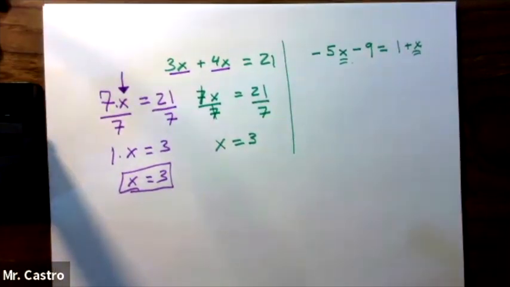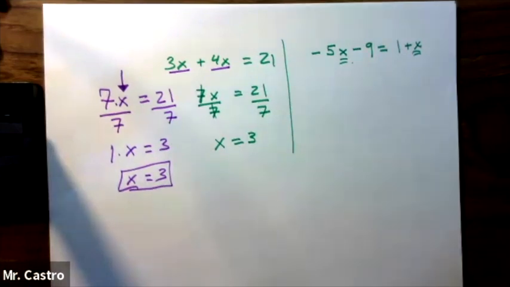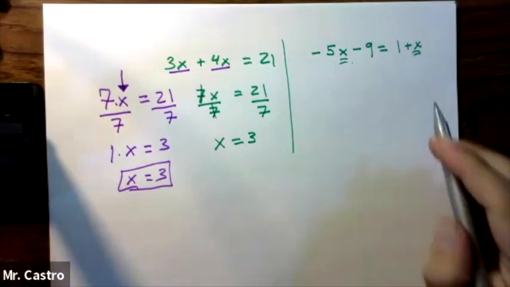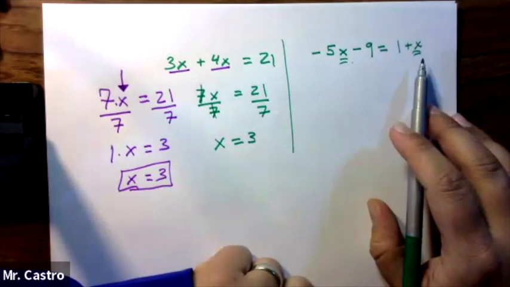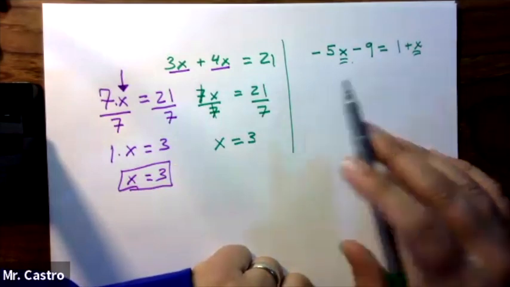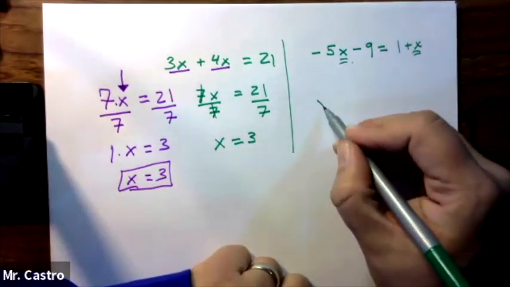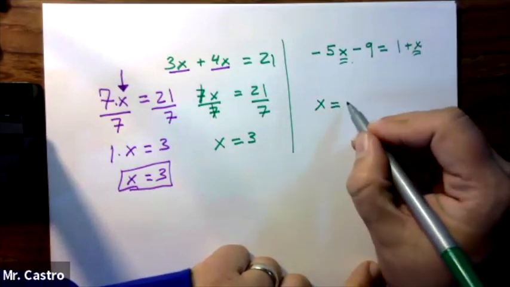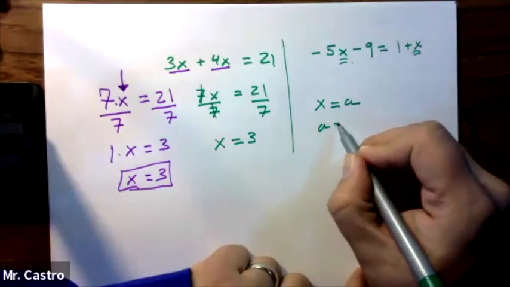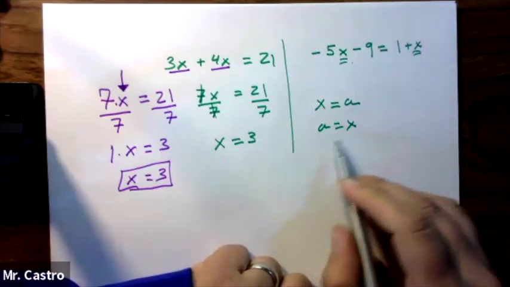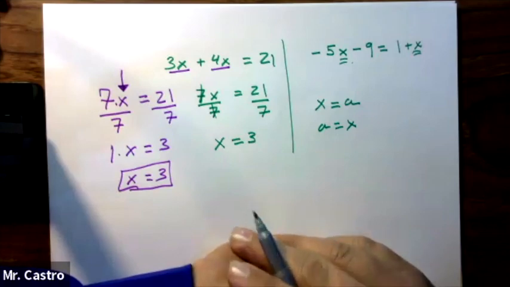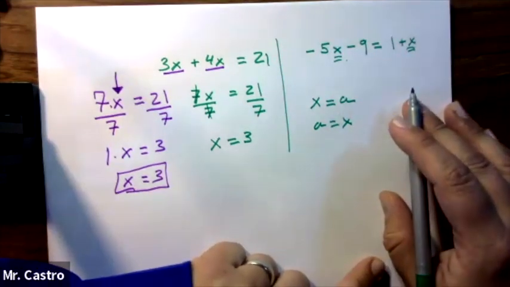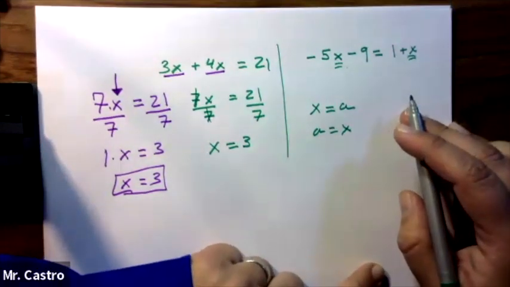So let's look at this one here. Negative 5x minus 9 is equal to 1 plus x. What on earth do I do with this? Okay. So what I want to do is get x by itself, either on the right side or on the left side. Because if you remember from your transitive property of equality, if something's equal to something, I can switch sides and everything remains the same. So it doesn't matter which side the x ends up being on.